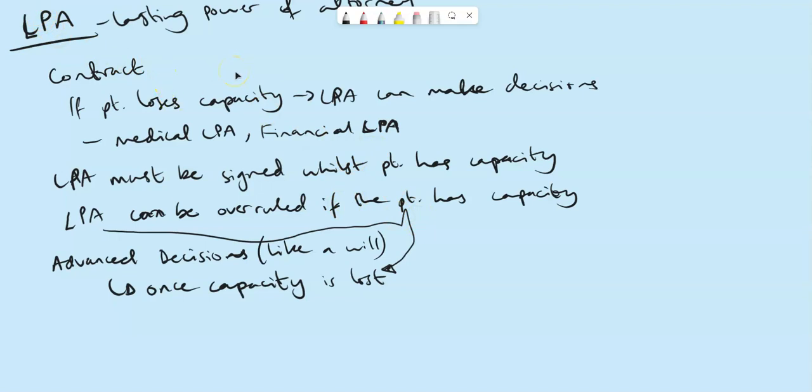And the LPA and the advanced decision making are both legally binding, but only once the patient has lost capacity, because only then are they taken into account. All that means is whatever rules were made within that contract when it was signed, once it takes effect, i.e. when the patient loses capacity, if any of those rules are breached, then the party who breached the rules can be taken to court.